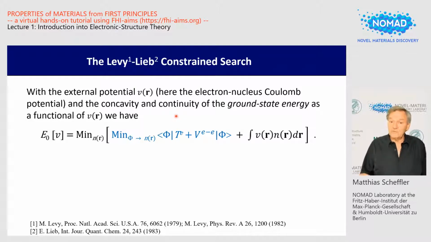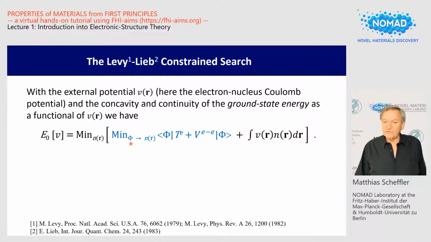Hohenberg and Kohn showed that for non-degenerate situations; what Levy and Lieb did is a clear generalization for degenerate wave functions. So with the external potential, here in material science, the electron-nucleus Coulomb potential, and the concavity and continuity of the ground state energy, it means if I change the potential a little bit, if I move, for example, atoms a little bit, the energy will also change very smoothly. This gives us the variational principle from quantum mechanics, which can be split up in two different pieces.